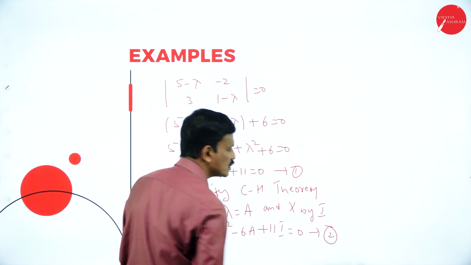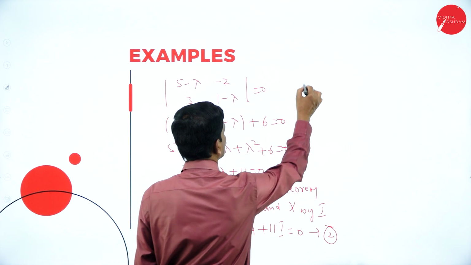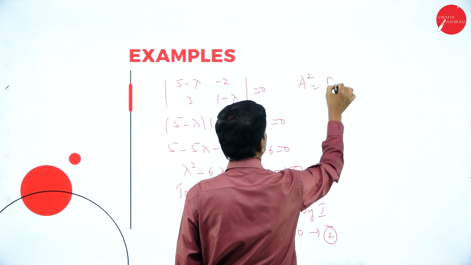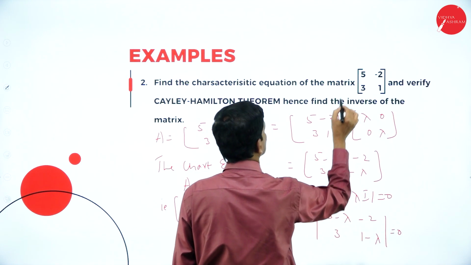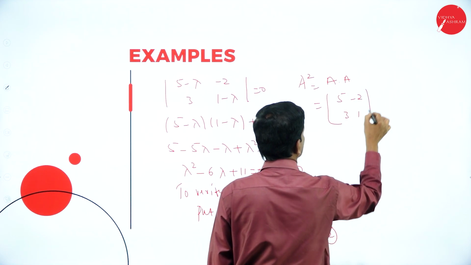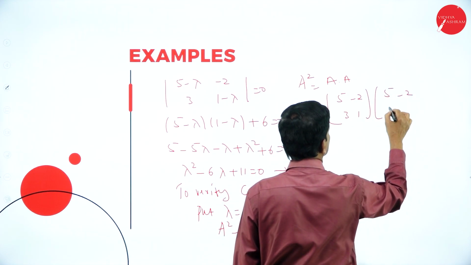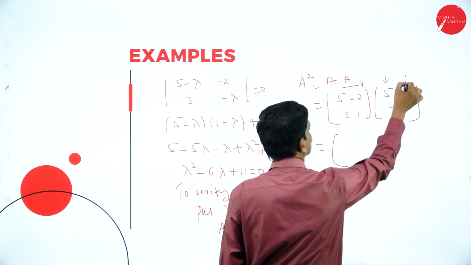Let us represent this as equation number 2. Now find out A square. What is A square? A square is A into A. What is matrix A? A is equal to [5, minus 2; 3, 1] into [5, minus 2; 3, 1]. Simplify this. First row, first column, second column.